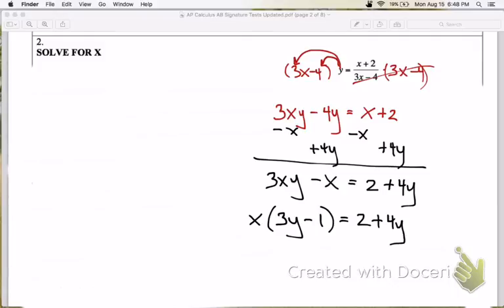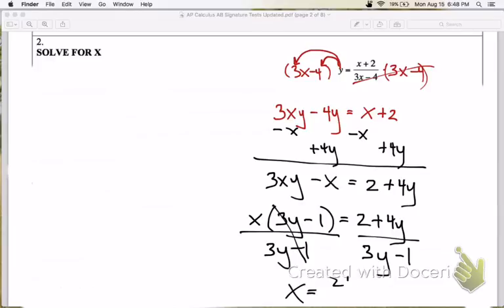And then last but not least, now I have x in only one place. This is the only place I have x now. So I can divide by this remainder over here, which is 3y minus 1, and that will allow me to have x all by itself. So my final answer is x equals 2 plus 4y divided by 3y minus 1. And now x is isolated all by itself. So that's how you isolate x in each of those three individual pieces, and how you would solve for a variable given three different functions.